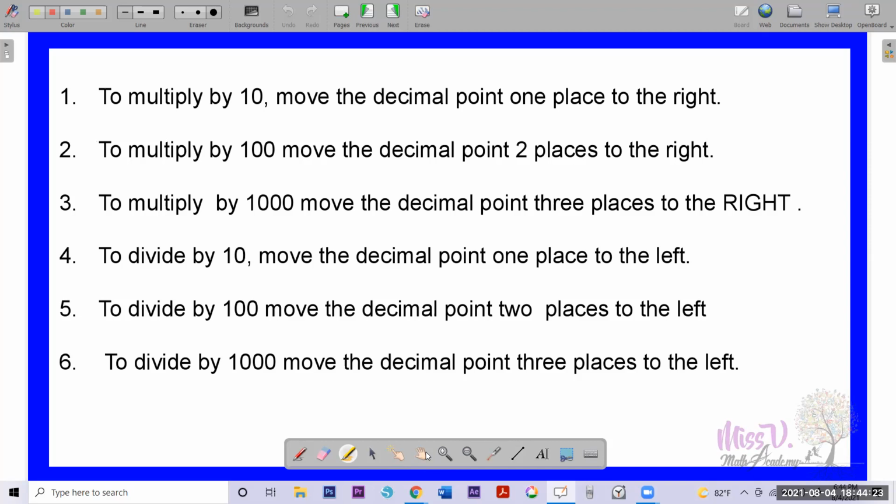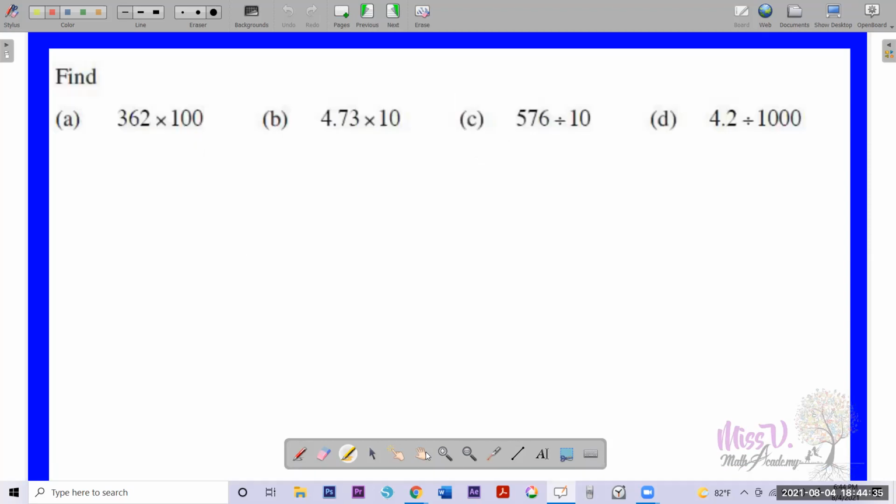When you're dividing now, where is the point moving? To the left. So when you divide by 10 it's 1 jump. When you divide by 100 it's 2 jumps to the left. And when you divide by 1,000 it's 3 jumps to the left. So let's look at an example. But what do you realize here about this first example? Is this a decimal?